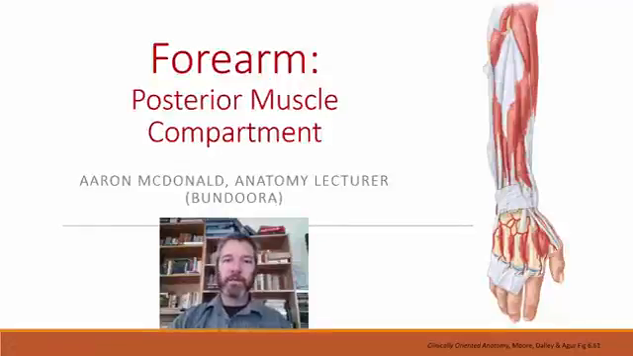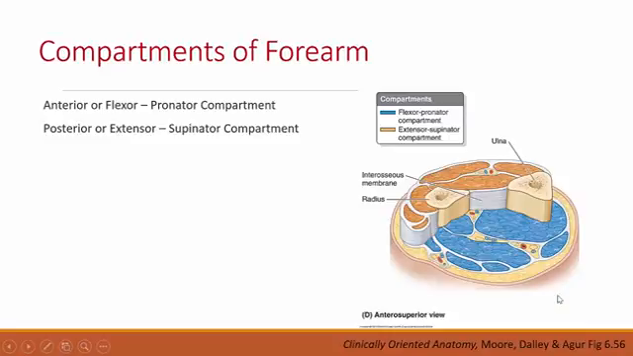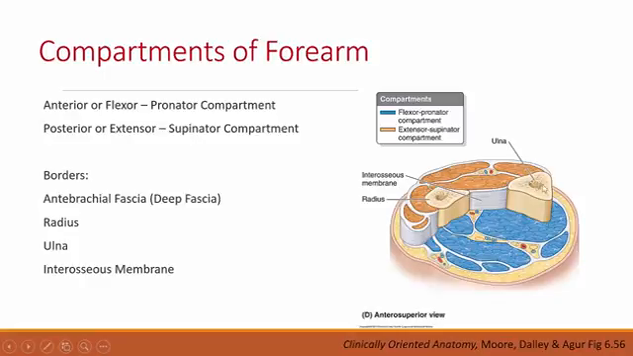I'm an anatomy lecturer at La Trobe University, and in this clip we'll be looking at the structures of the posterior forearm. Just reviewing again the forearm, we have our muscles coloured in blue here, indicating the anterior forearm and the flexor and the pronator compartment, and the posterior aspect of the forearm, the posterior muscle compartment, is found here in the orange. The borders for the posterior forearm are here.